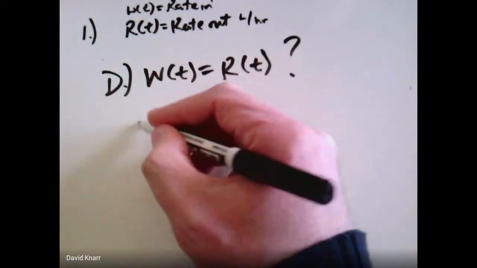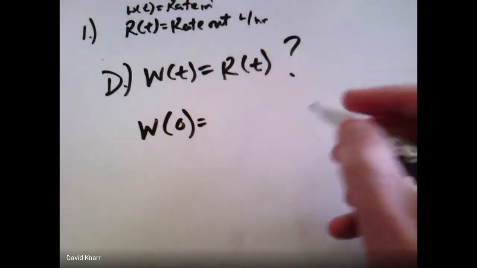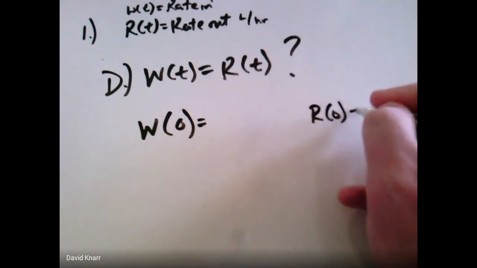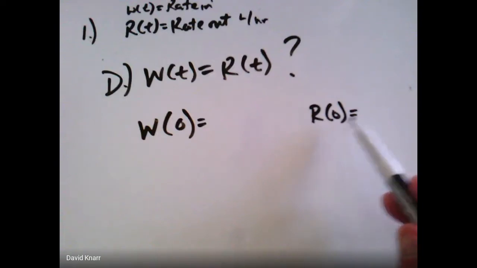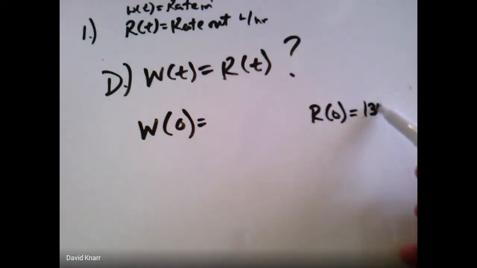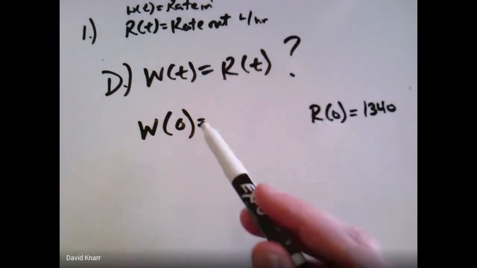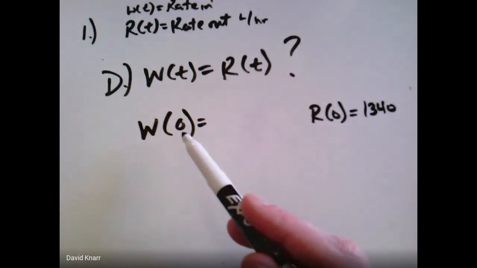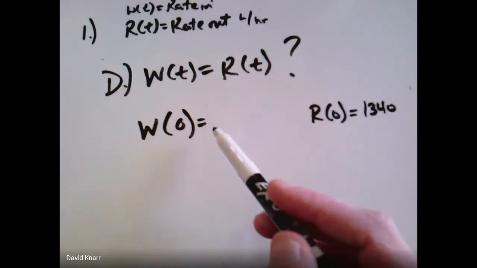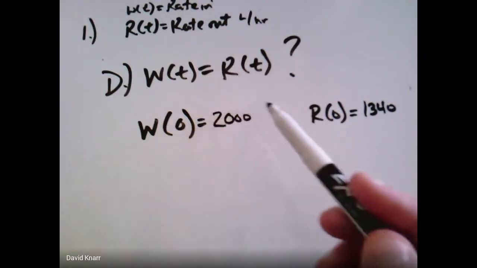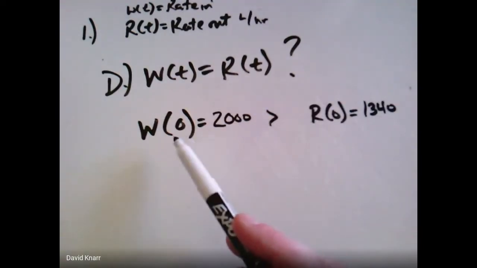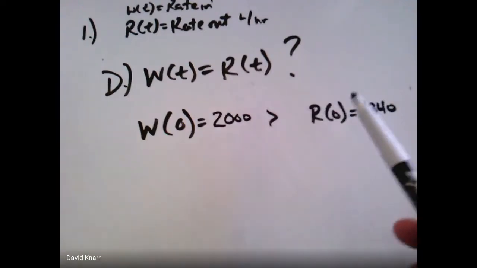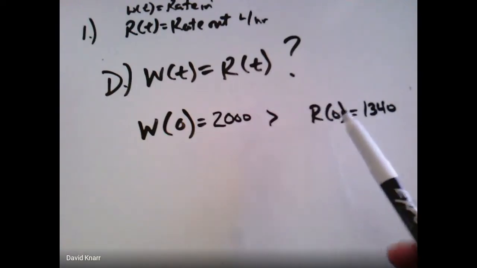If we compare the amount of water being pumped in at t equals 0 versus the amount of water that's being taken out at t equals 0, well, the rate at which water is being taken out is pretty easy. 1340 at t equals 0. W of 0, well, how much water is being pumped into the tank? That would be 2,000. So we can see that W of 0 is greater than R of 0. Okay, the rate at which it's being poured in is greater than the rate at which it's being taken out.